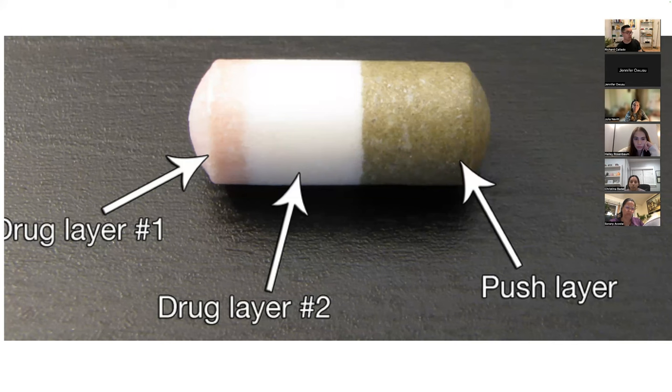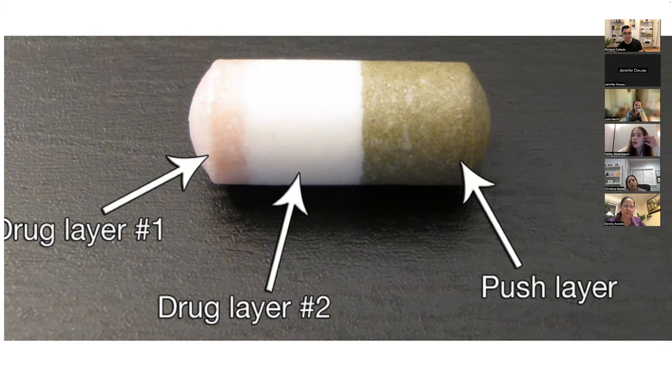But it has something called Oros technology. What does Oros stand for? Osmotic releasing oral solution. Very good. And what's significant about that? Okay. It has different drug layers that are released, like immediate release and extended release. Perfect. Which one do you think is a drug layer one?